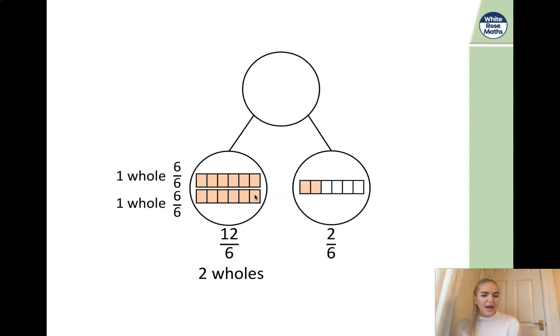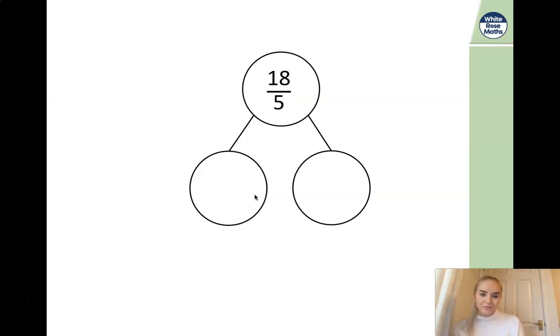Now, if I have 12/6 add 2/6, how many sixths do I have altogether? That's right, I have 14/6 altogether. Now, if I wanted to convert this, then that would mean I have 2 wholes and 2/6, and that would be my fraction. We're going to work backwards this time. We have been given our answer, which is 18/5. Now, we need to work out how many wholes there are and how many other parts there are.